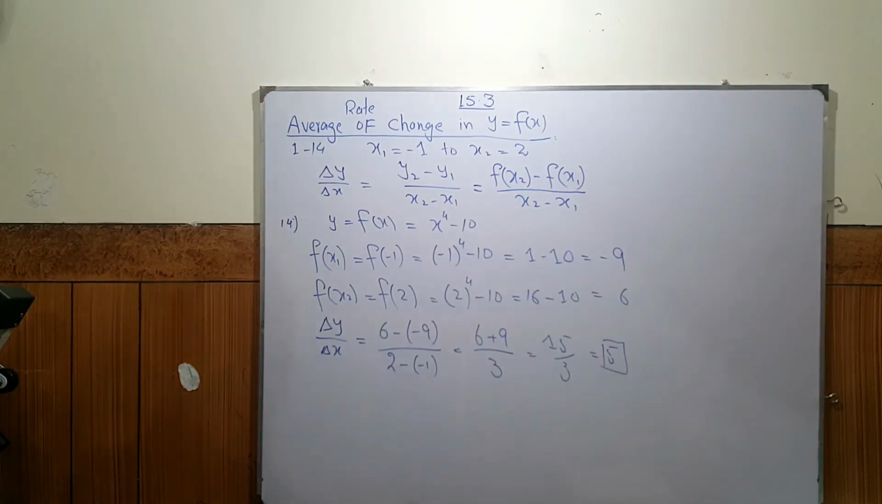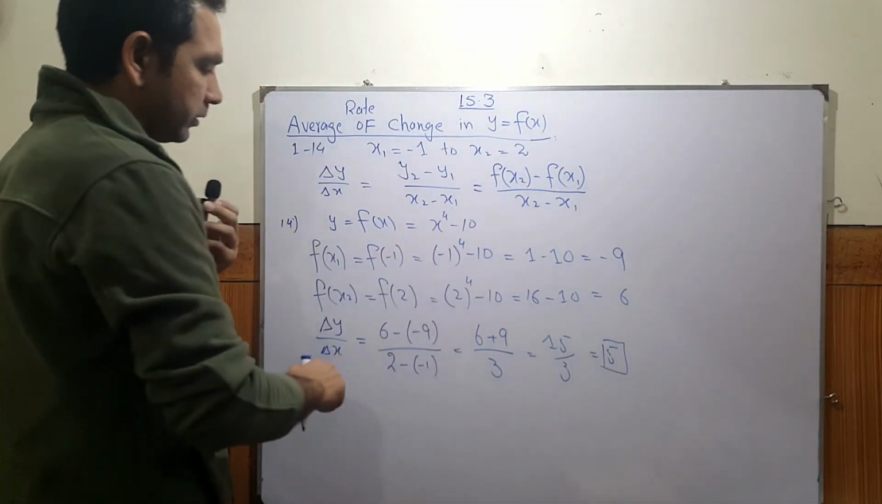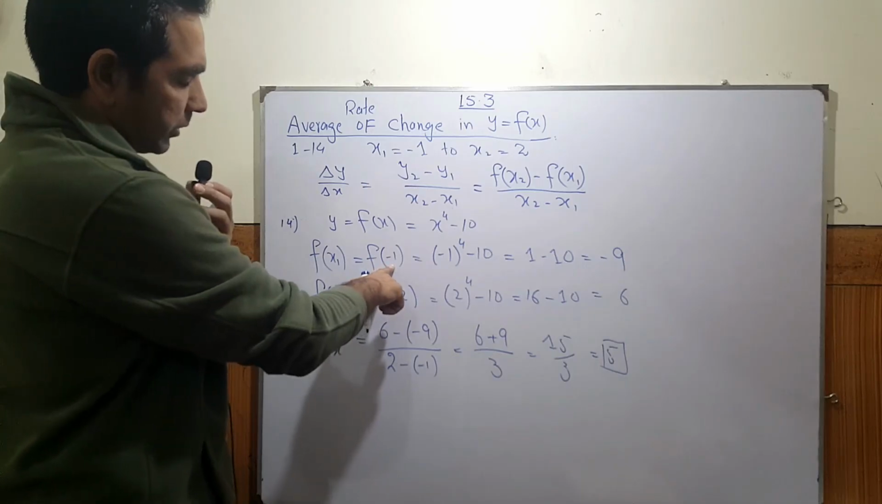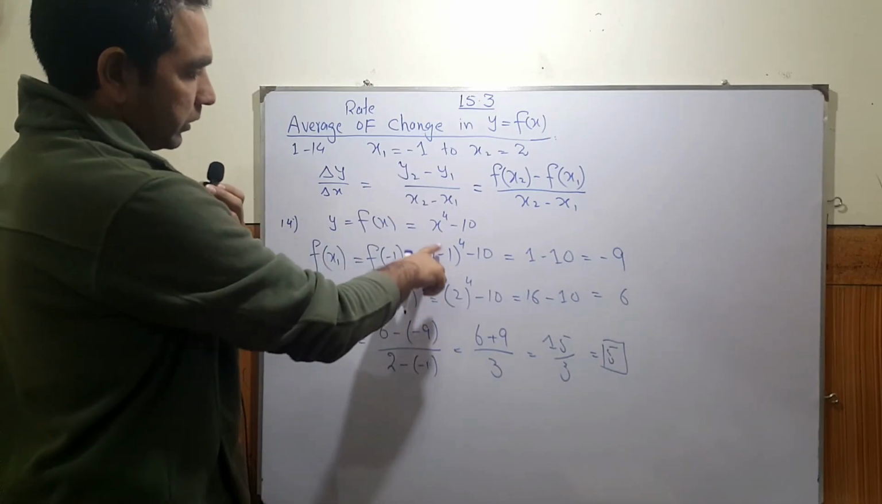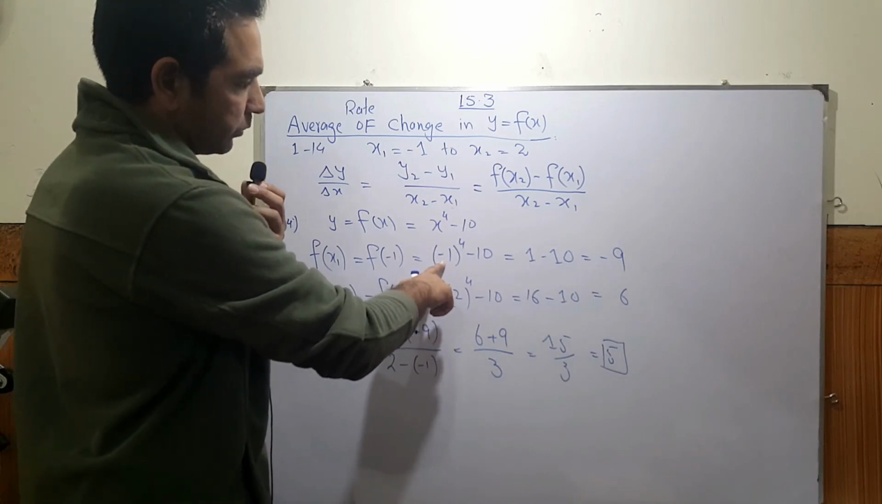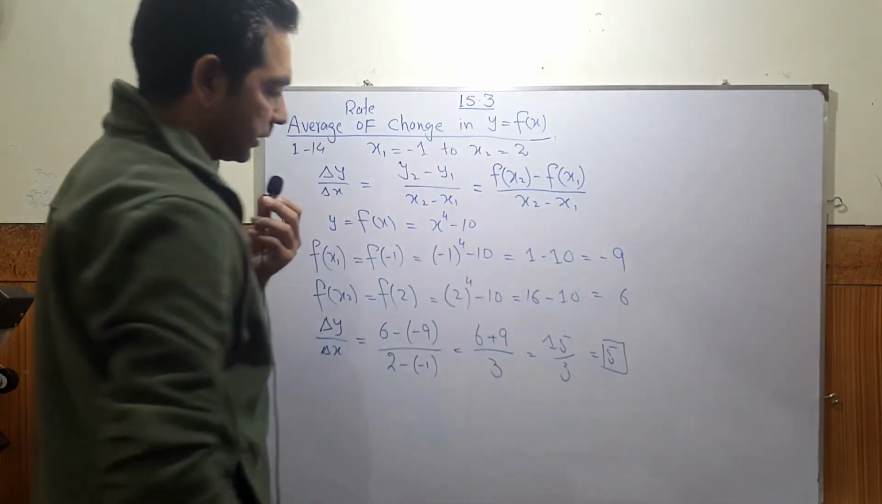The last question is about the function f of x equals x power 4 minus 10. To find f of x1, we replace x by minus 1 in this function. So minus 1 power 4 is plus 1, and minus 10 as it is. If you subtract them, that gives us minus 9.